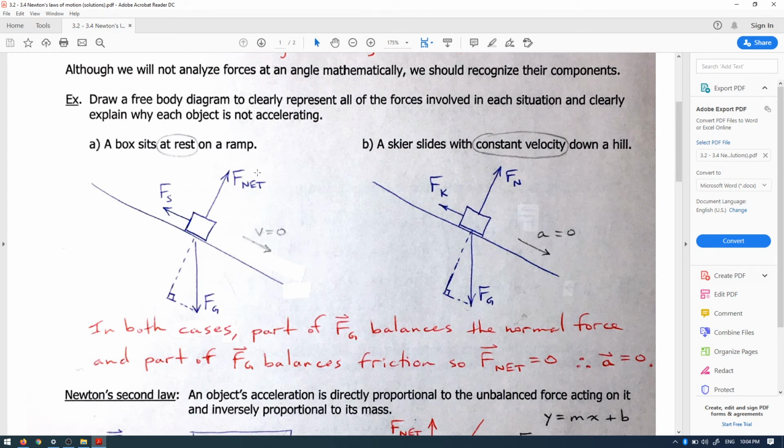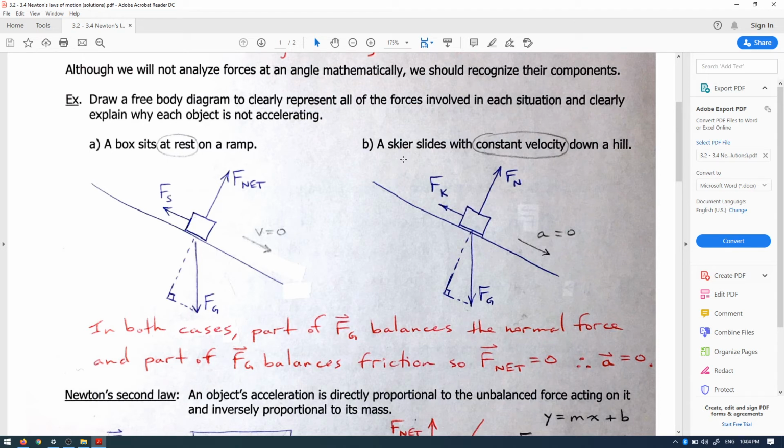This shouldn't say F net. This should say Fn for F normal, because that's the contact force that an object has with a surface. Here I have a perfect balance if it's completely stationary. So basically, the component of the gravity that is perpendicular to the surface balances with the contact force of the surface, and the component of the gravity that is parallel to the surface balances with the static friction.